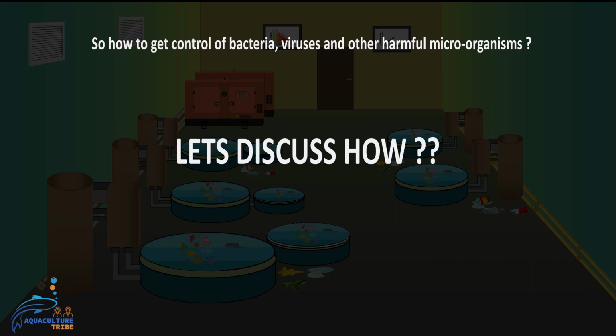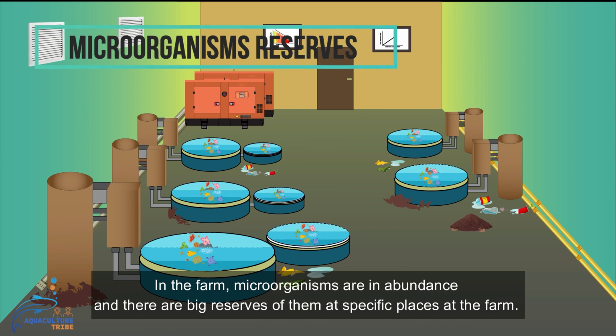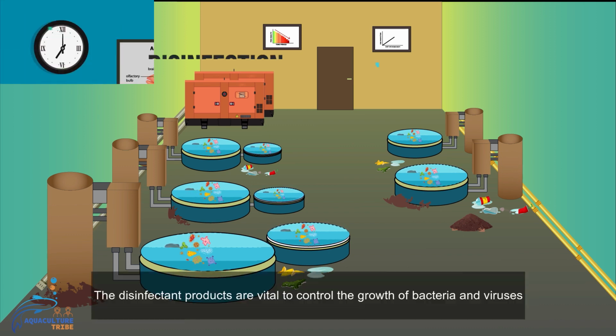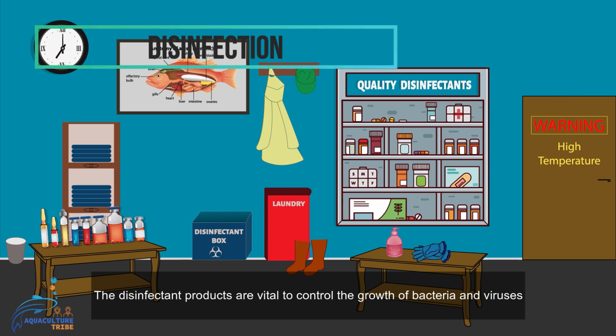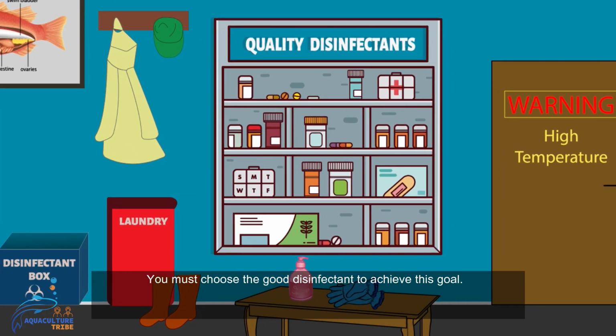Let's discuss how. On the farm, microorganisms are in abundance and there are big reserves of them at specific places at the farm. So you must understand where they could be growing at your farm. Disinfectant products are vital to control the growth of bacteria and viruses. You must choose good ones to achieve this goal.